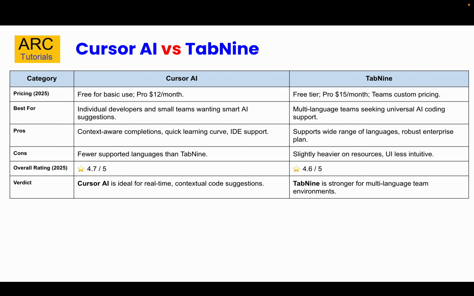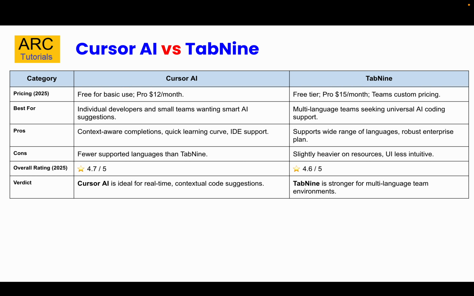Here are some of the cons of Cursor AI. It supports fewer languages than Tabnine, whereas Tabnine supports multiple languages, and it's slightly heavier on resources. Its UI is less intuitive, if I would say that. So the overall rating that we will give for Cursor AI is 4.7 out of 5, and Tabnine is 4.6 out of 5.